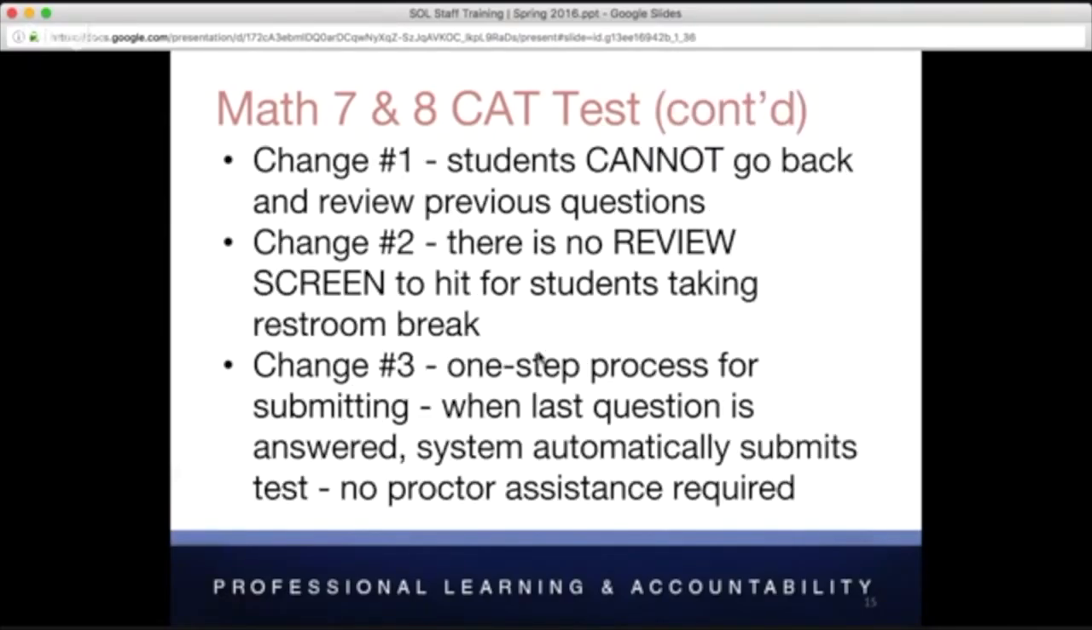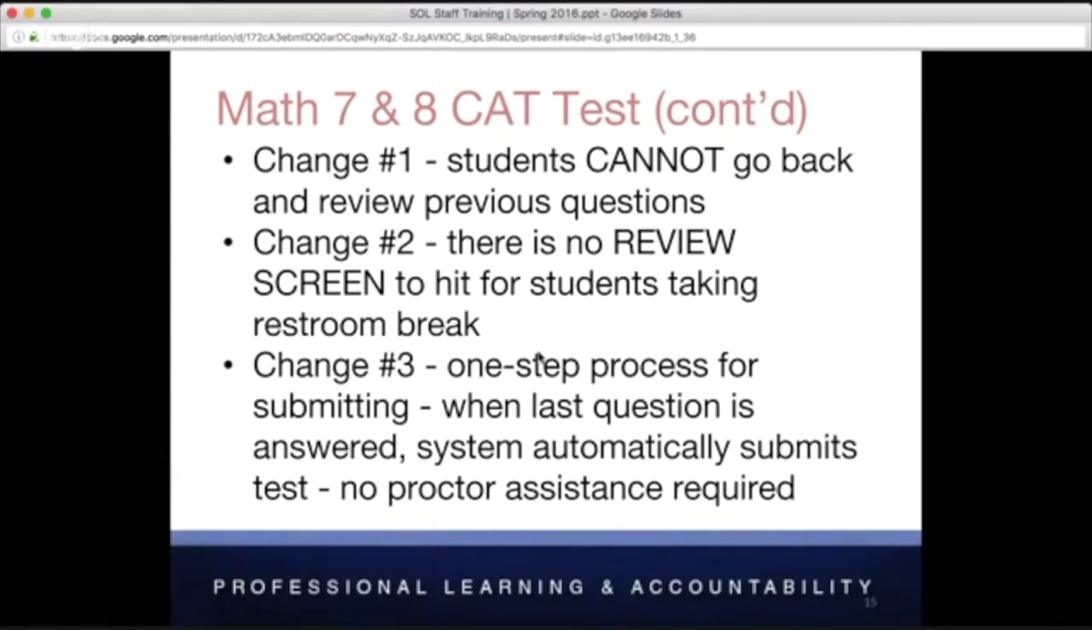Those changes are, change number 1, students cannot go back and review their previous questions. So that test-taking strategy, we've always told students, if you don't know the answer immediately for a question, flag it, come back to it later on. That can no longer happen. Students cannot go backwards in the test. So once they answer the question, that's it.